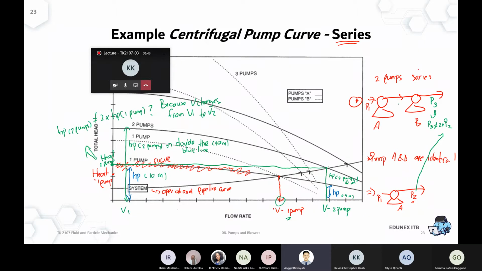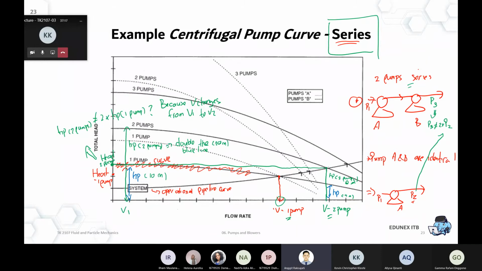When you put two pumps together in a series configuration, it's uncontrolled. It will naturally increase the flow rate of the system up until V2 pump. And as a result, you will not get double the head generated by the pump. That will be the case if you put it together in a series configuration.